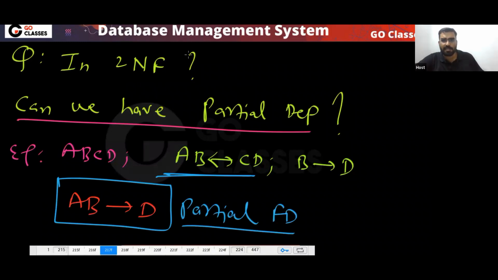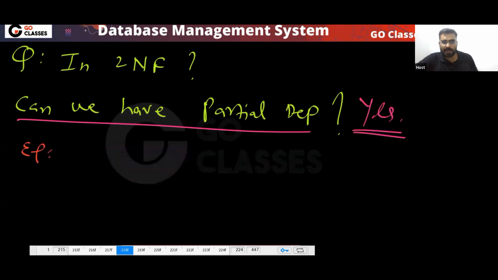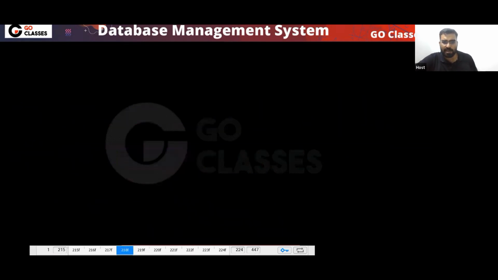Yes, this is partial. So partial dependency is there. But can you notice this partial dependency is no problem to 2NF? This is prime and this is a candidate key. So this partial dependency is not a problem to 2NF. Is this clear? So for 2NF, this partial dependency is not a problem. Is this clear to everyone?